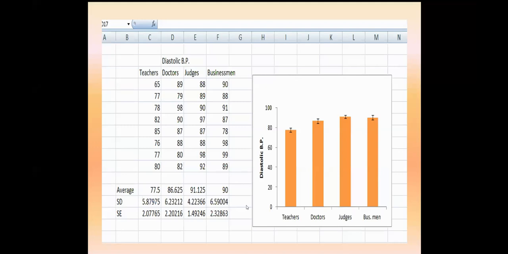But we are observing that the average diastolic blood pressure of teachers is lower, and it is coming 91.12 in case of judges. So there may be significant difference between the average blood pressure of teachers and judges, as well as between teachers and businessmen. But that one can know by doing post hoc analysis. Here that I have not done.